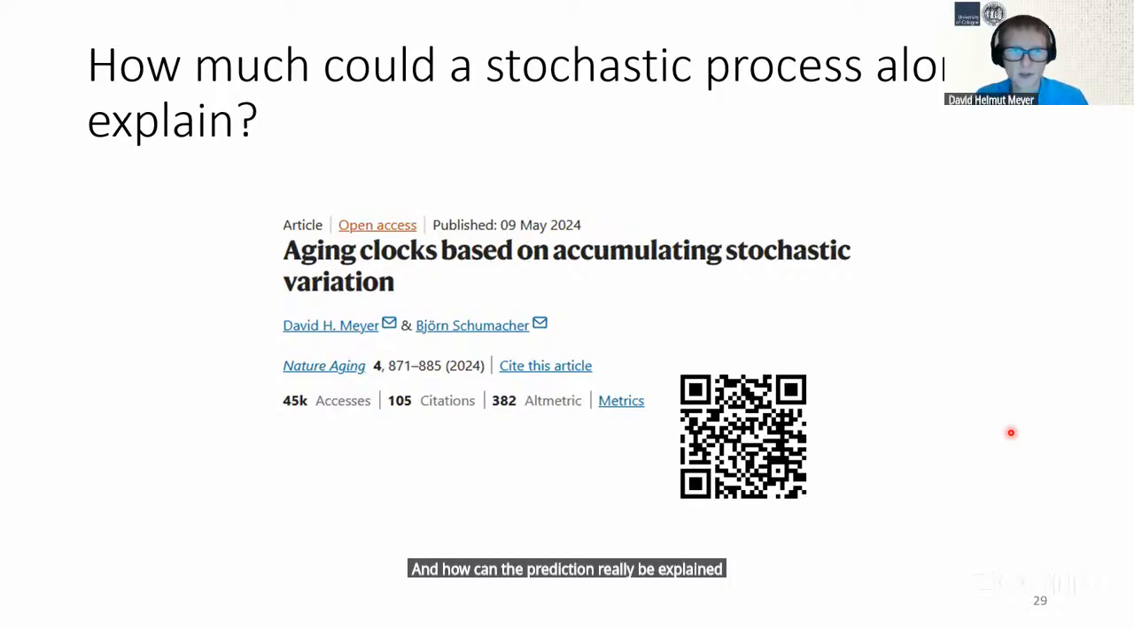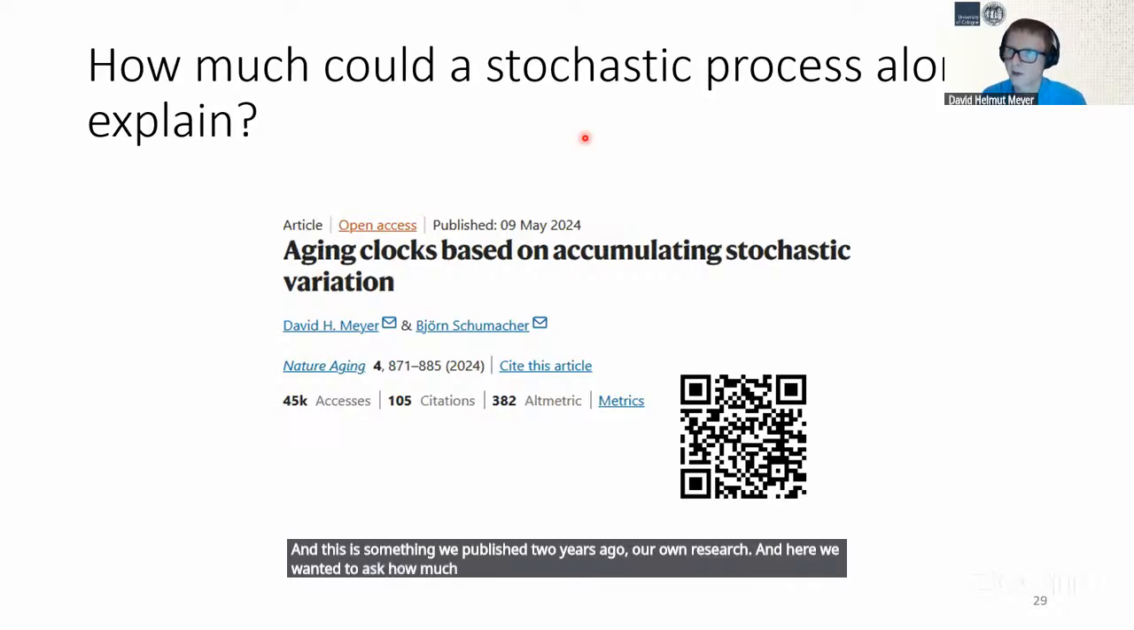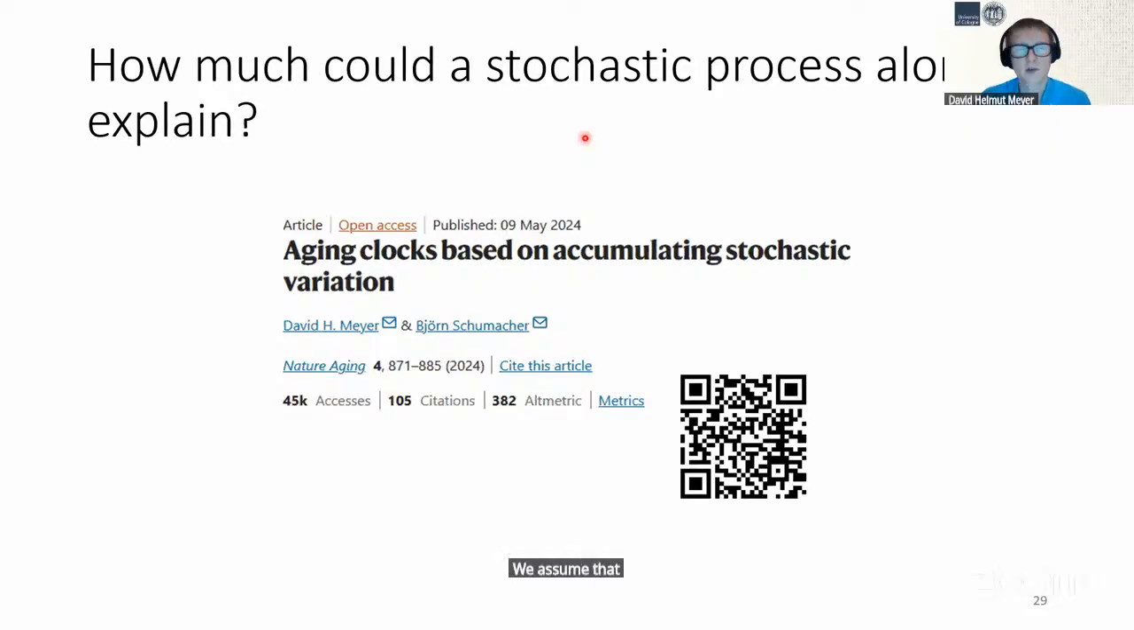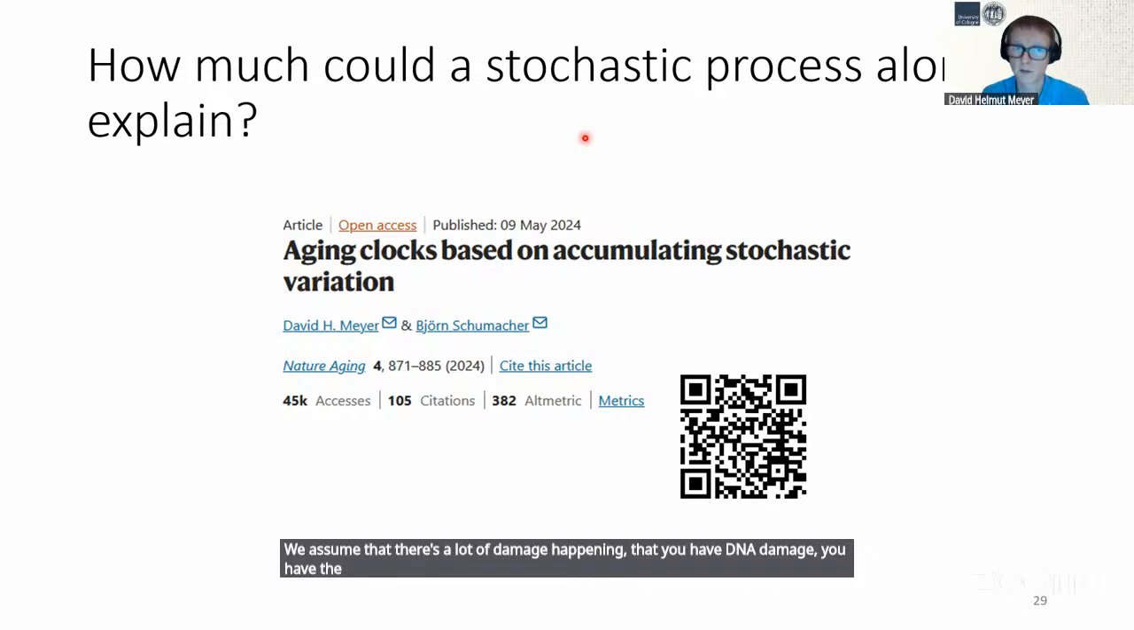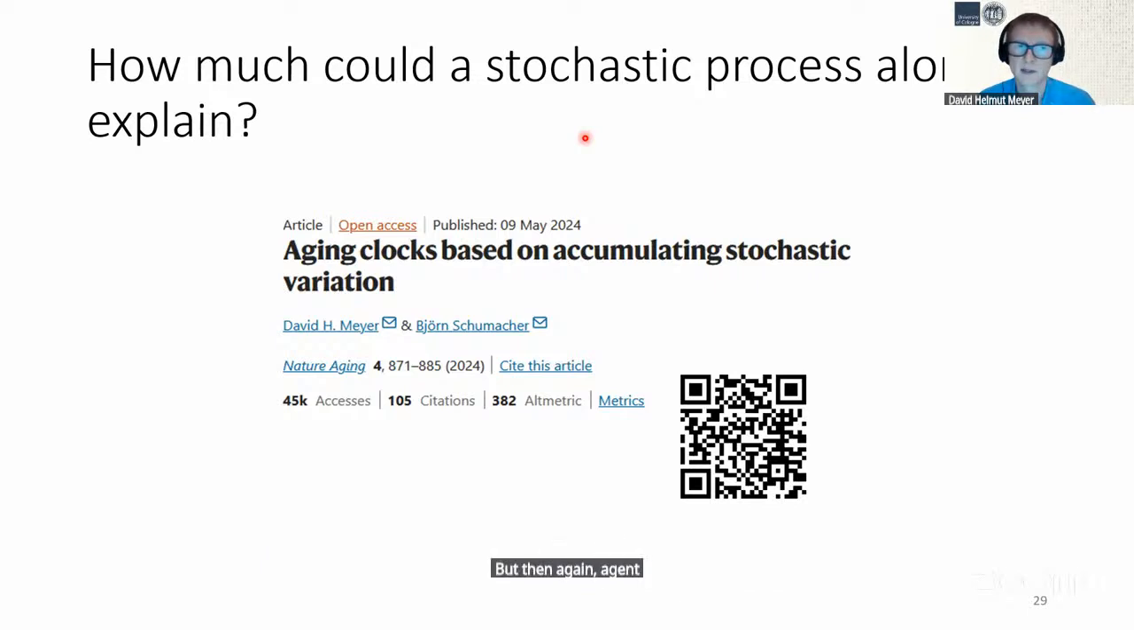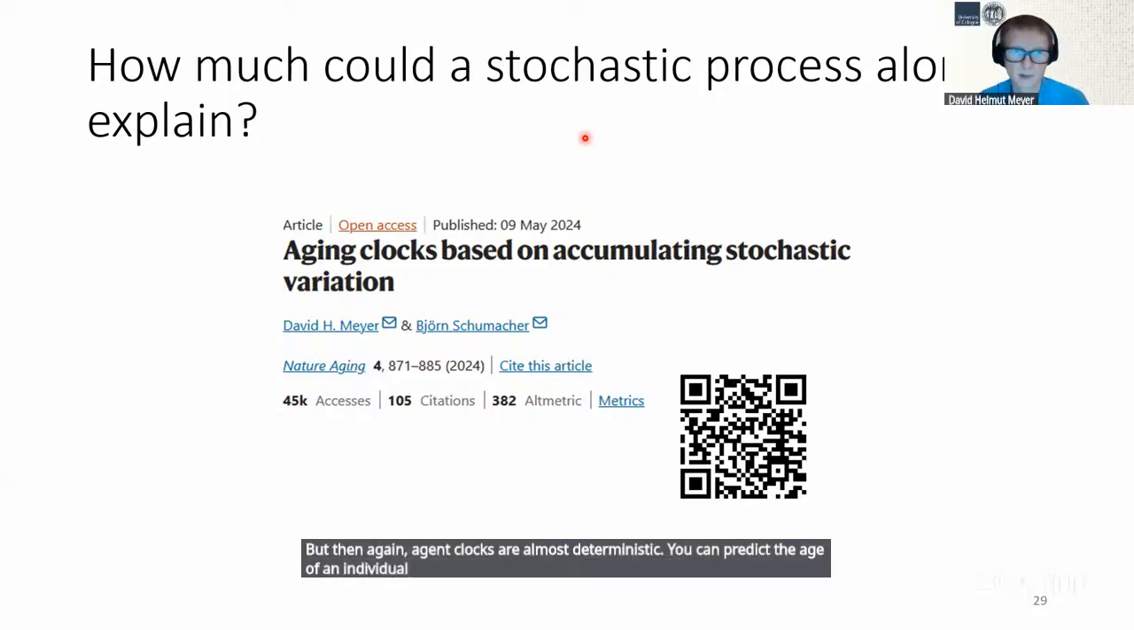And this is something we published 2 years ago as our own research. Here we wanted to ask how much a stochastic process could explain. Because with aging, we assume that there's a lot of damage happening. You have DNA damage, you have mutations and so on, and these are random events. But then again, aging clocks are almost deterministic. You can predict the age of an individual with really high accuracy by now. The question is, how does this fit together?